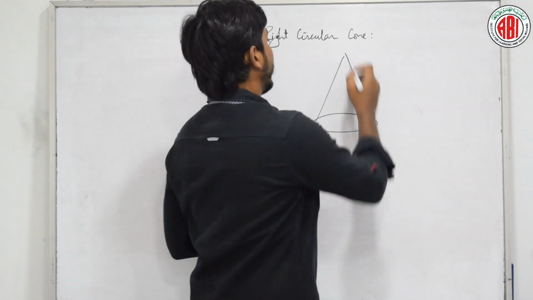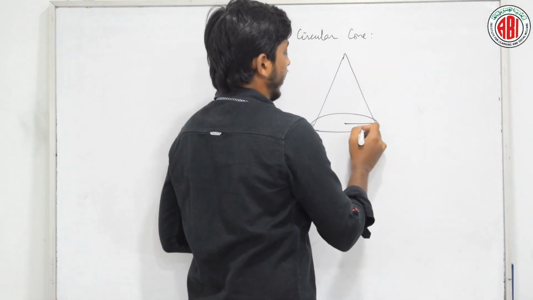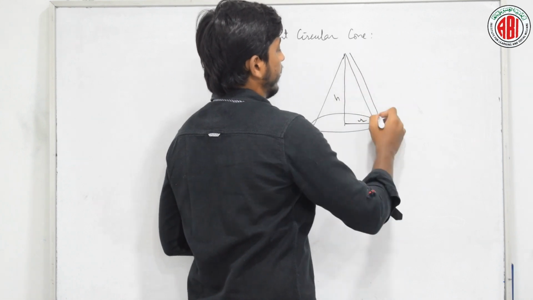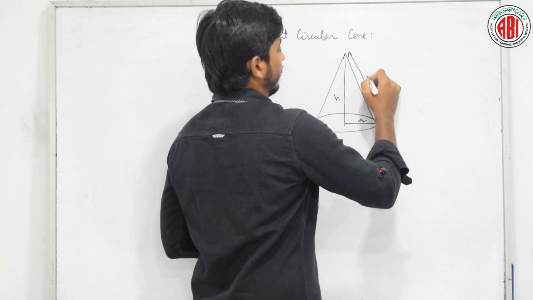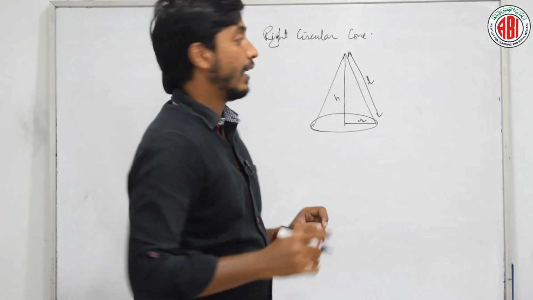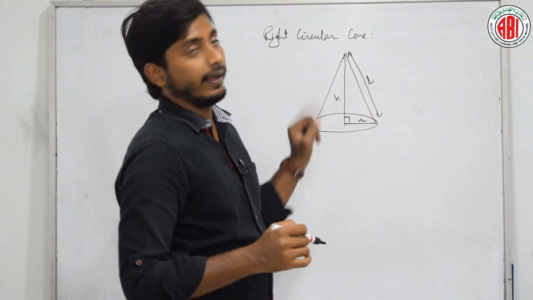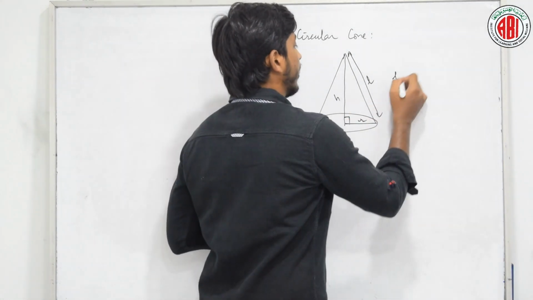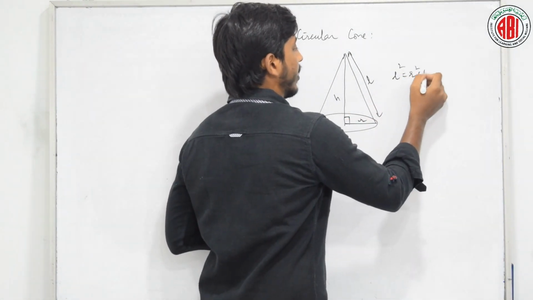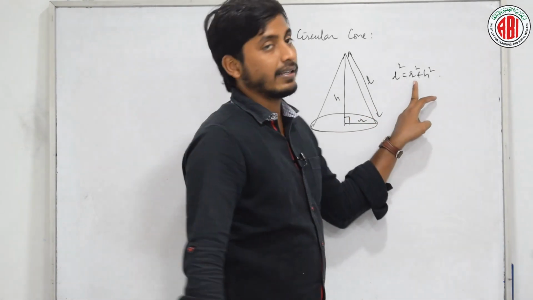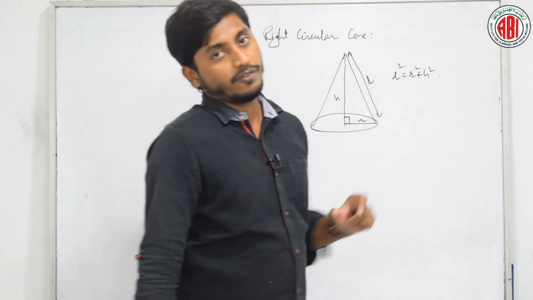What parameters will it have? It will have radius, it will have height, and it will have slant height, which is denoted by L. And if you check here, it is a right angle triangle. Therefore, we can write L square is equal to R square plus H square, where L is slant height, R is radius, H is height of a cone.